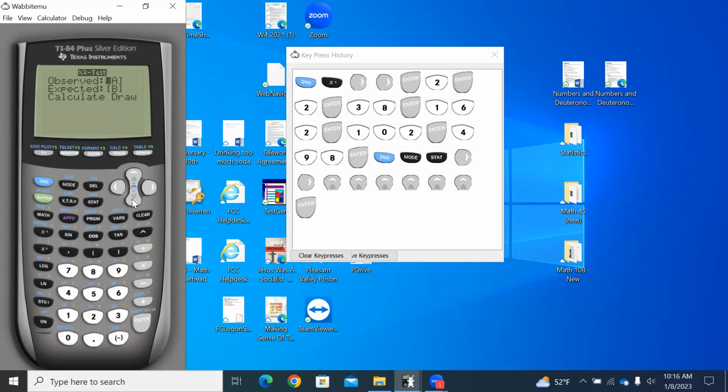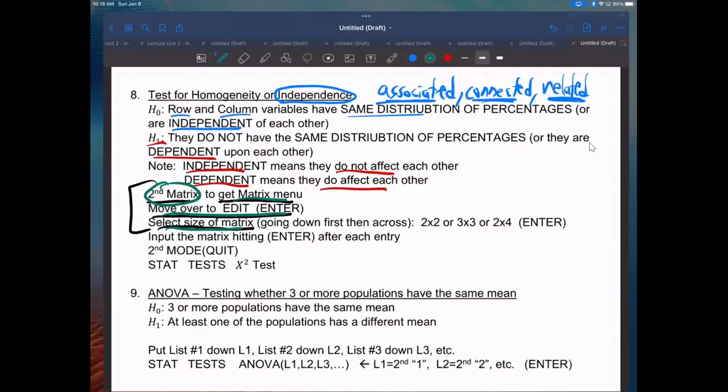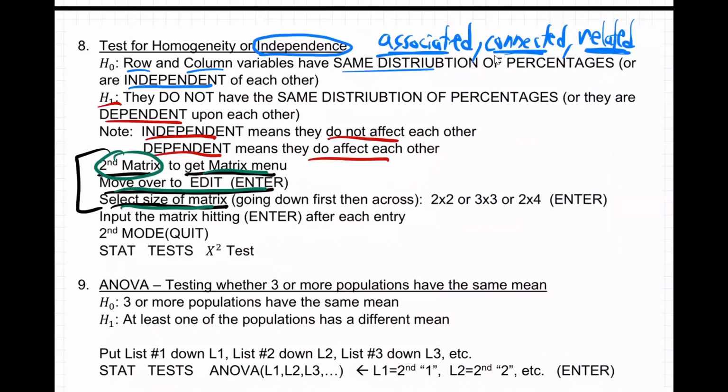We're just going to come on down to calculate and hit enter. And there it is. It gives us a chi-square number and a p-value on this problem. So that's what we want. So now let me go back. Here we are. Sorry about all that confusion there.